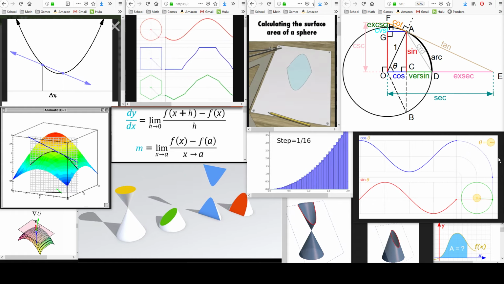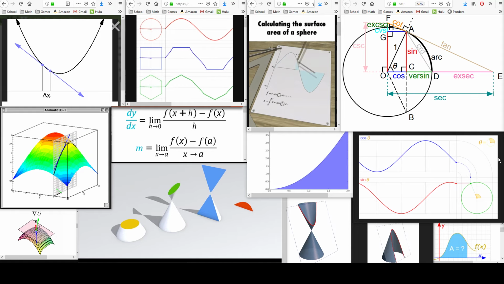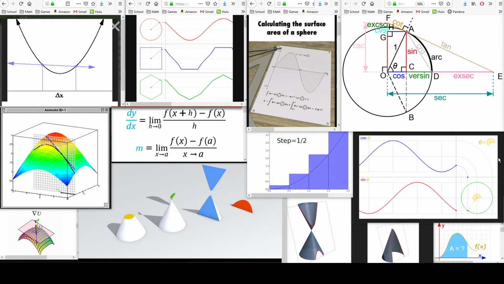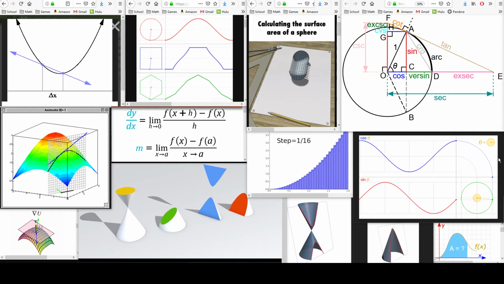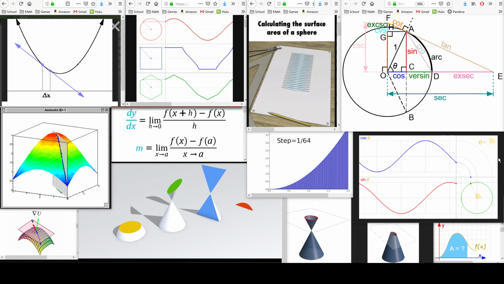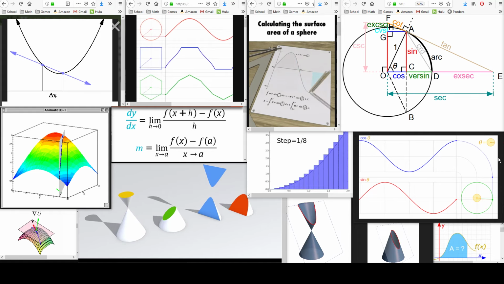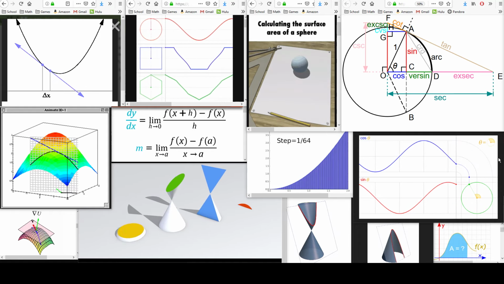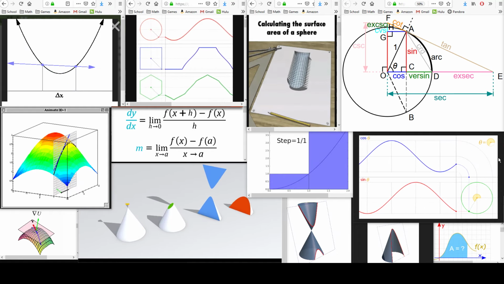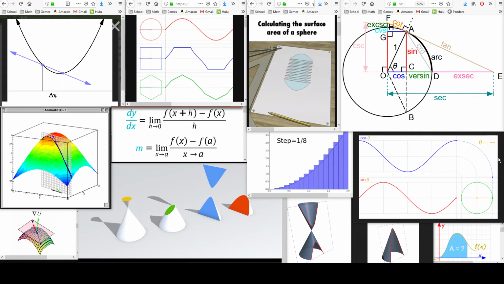So on a right triangle, we can call sine, cosine, and tangent ratios. We can say that the sine is a ratio between opposite and hypotenuse. We can say that the cosine is a ratio between adjacent and hypotenuse. And we can say that the tangent is a ratio between opposite and adjacent.